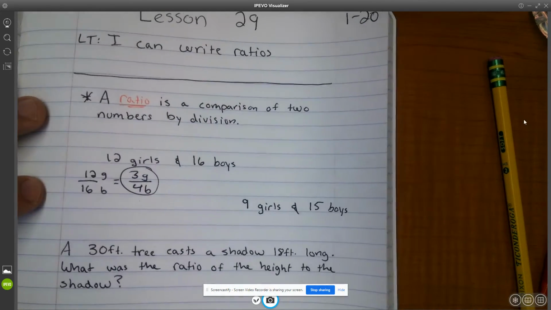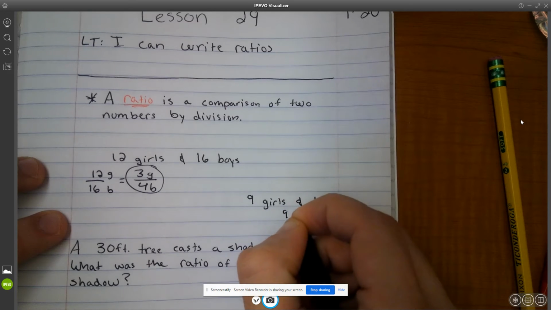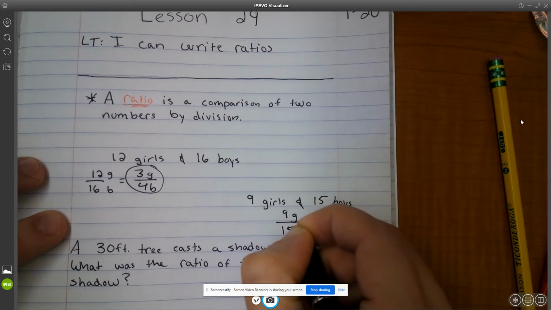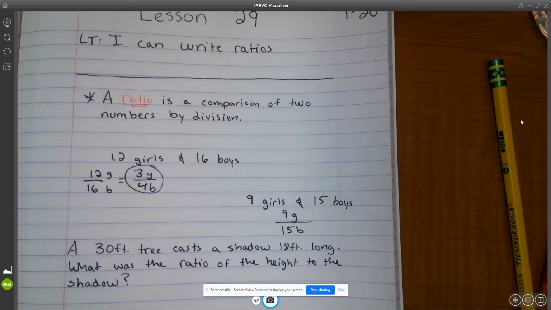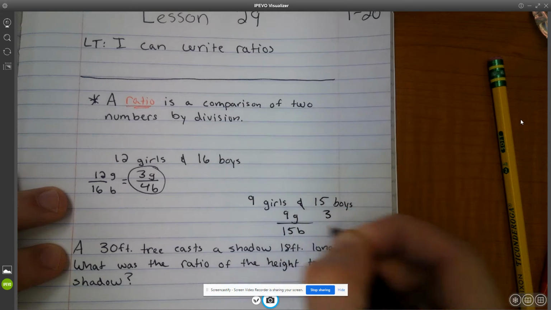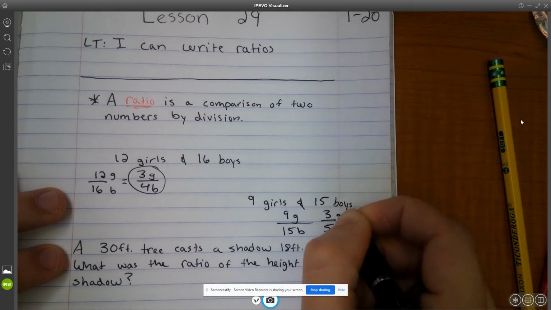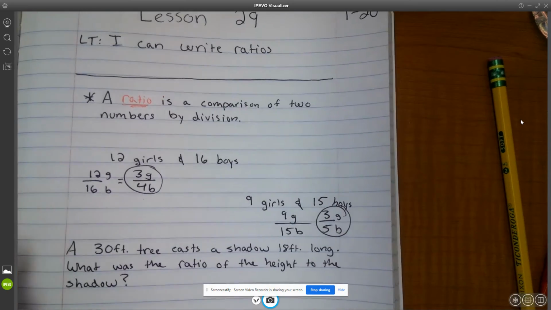Same thing here. Let's say we have 9 girls and 15 boys. This would be 9 G, 15 B. A number that goes into both 9 and 15, the factor there is 3. And so 3 goes into 9 3 times, and it goes into 15 5 times. So there are 3 girls for every 5 boys in that class.